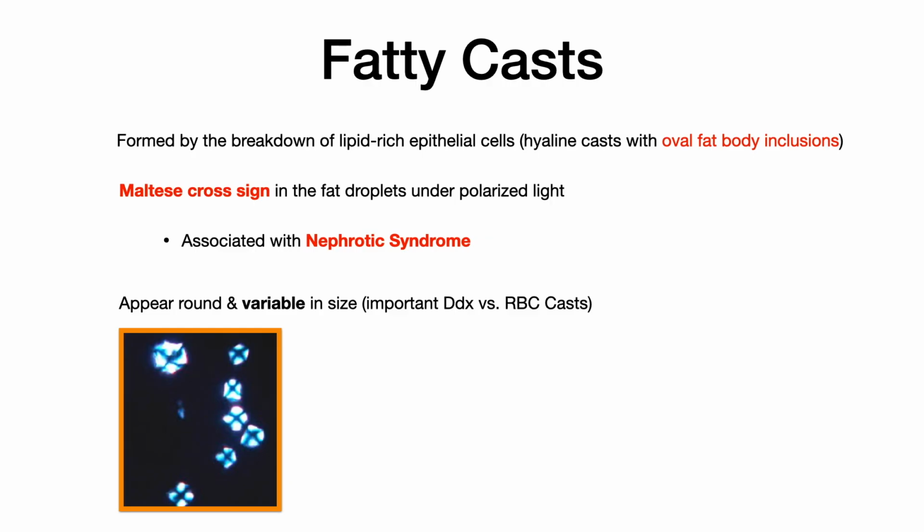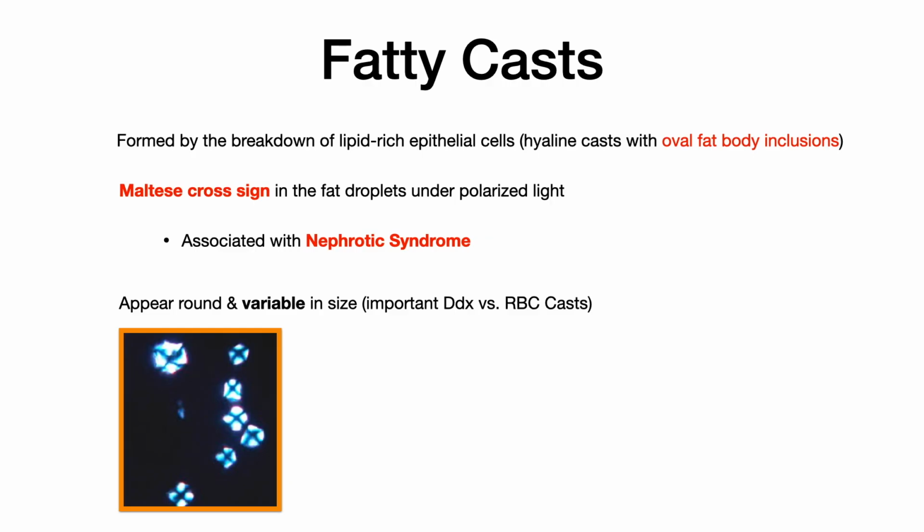Because of the way that the fat droplets look under polarized light, if you look at my image here, this is said to look like a Maltese cross. So if you see that image, it's very unique, it's very specific for a fatty cast. These appear round and they're variable in size, which is important because some people think that they look a lot like red blood cell casts, but the fact that these are variable in size helps you differentiate that against the red blood cell casts, which appear more uniform in size.